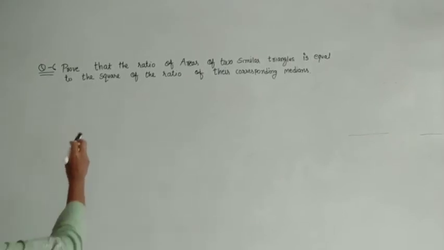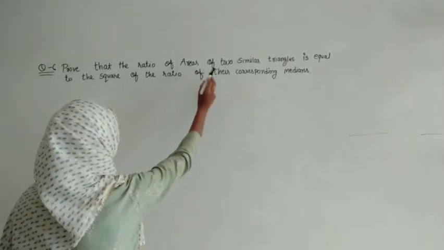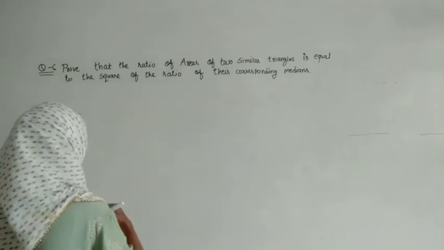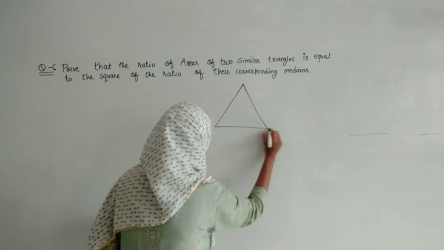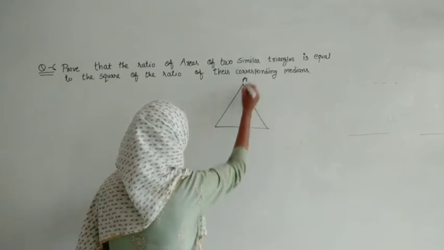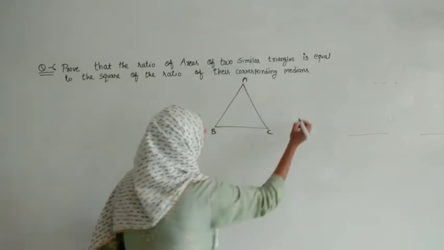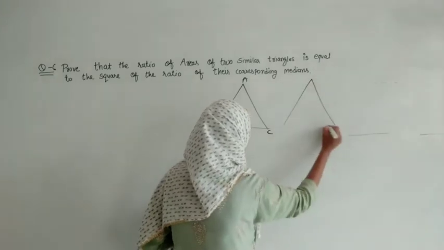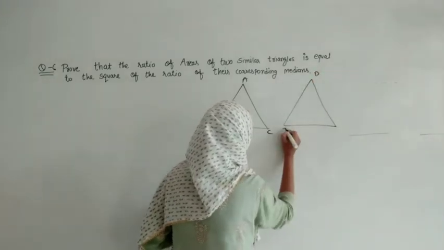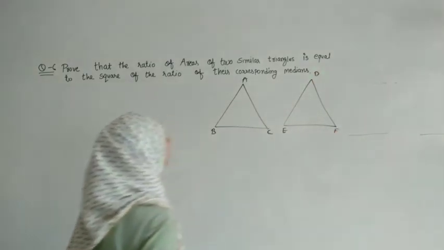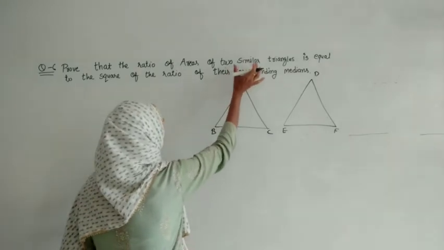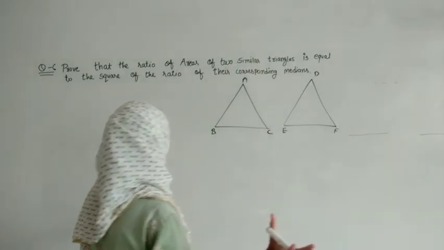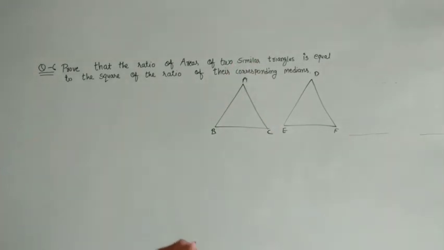So prove that the ratio of areas of two similar triangles. Let us take two triangles first and name them triangle ABC. And let us take another triangle and name it DEF. As we know, size doesn't matter. They should not be equal because they are similar. Similarity is given to us. Congruency is not given to us.